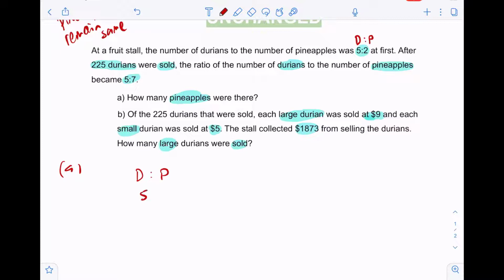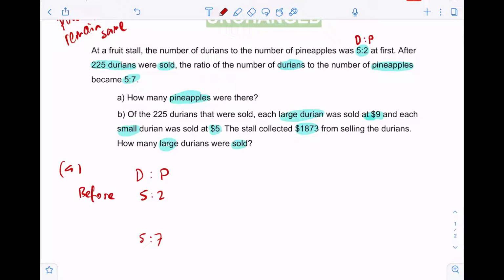It was 5:2 at first, so this is before. And right after that, it became 5:7. This was after selling the durians. Now, as you can see, the pineapple is not the same. It's 2 here and 7 here. So our job is to make these two numbers the same.